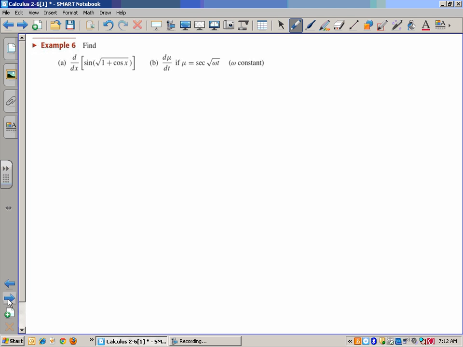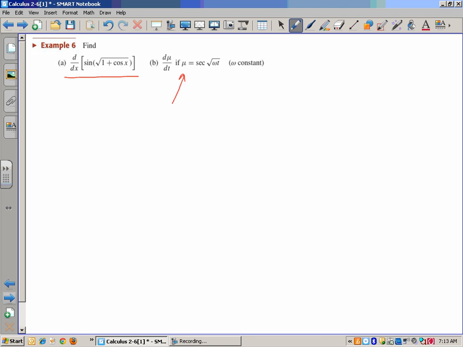So this one, we're just going to show you a couple of different problems now. This is just funky, ugly mu and omega little signs that we use, Greek symbols. It's the same exact thing. You can change that to a y if you want. It doesn't matter. So let's do part A first. It says take the derivative of this with respect to x. So x is the variable.